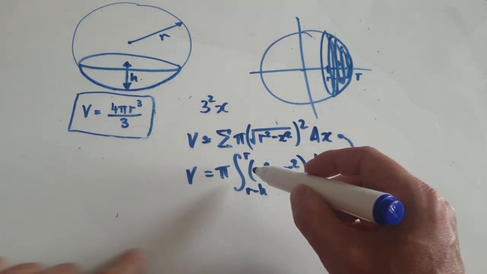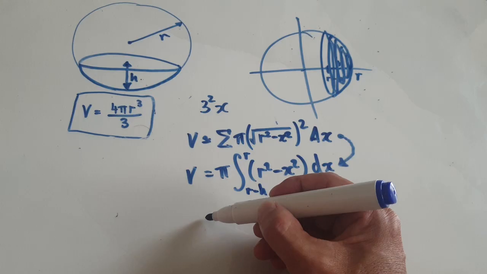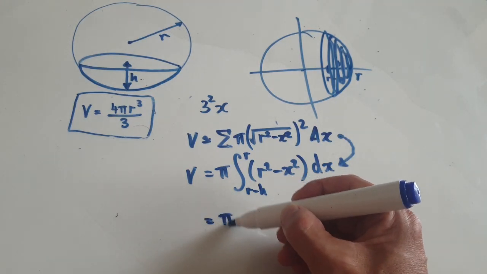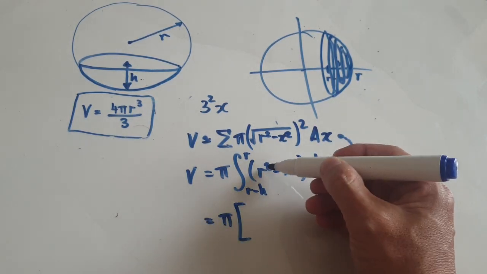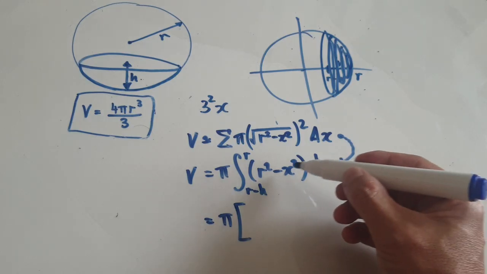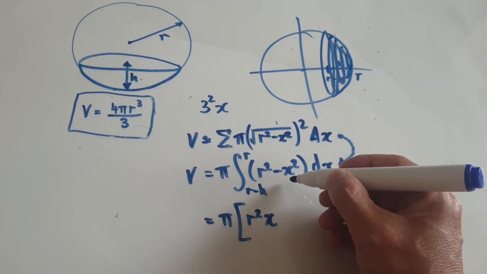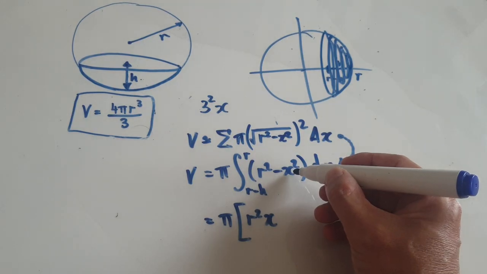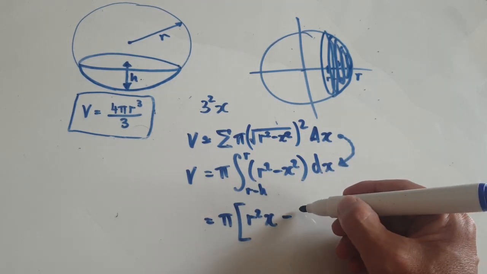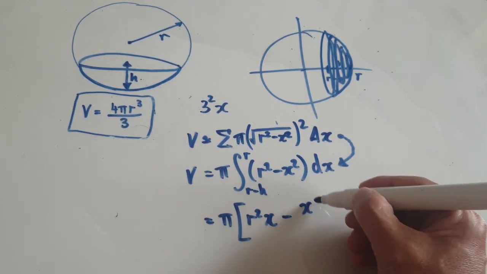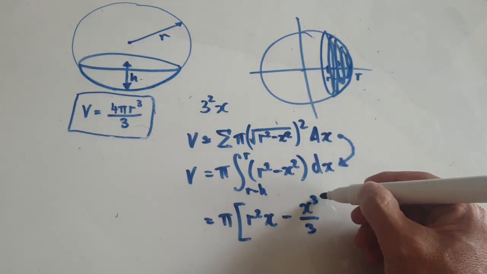So now it's just a matter of us integrating this. So that will then become pi, let's integrate it now. Remember, r squared is a constant, so when you integrate it with respect to x, it will be r squared x. And then this would be minus x to the power 3 over 3.